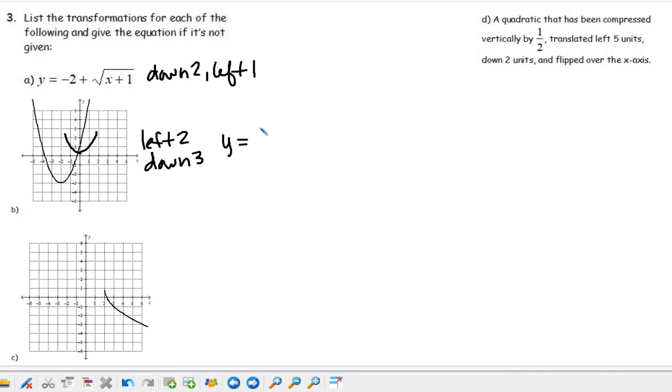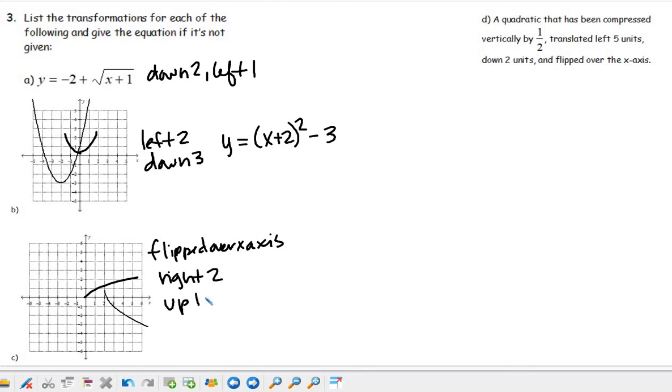That equation would be inside is opposite and then down 3. So this is a quadratic. Remember, the original quadratic looks like this. Square root. The original square root looks like this, so it's definitely been flipped over the x-axis. It has gone right 2 and up 1.